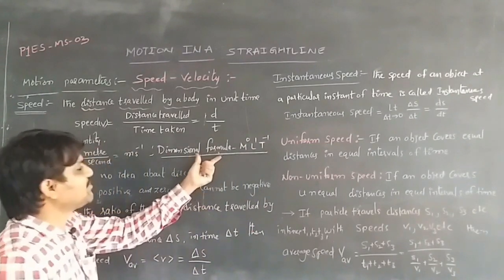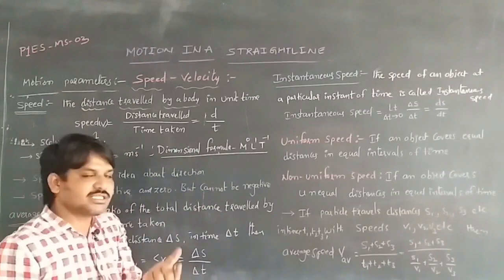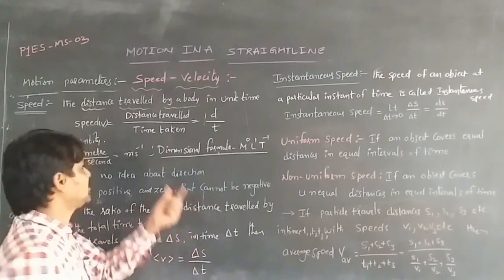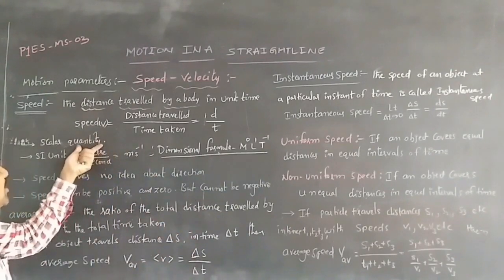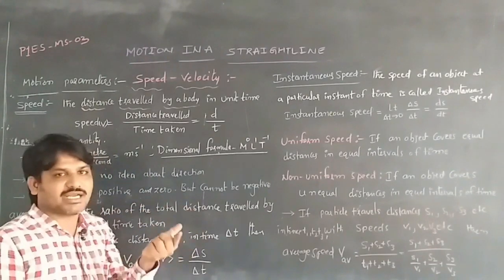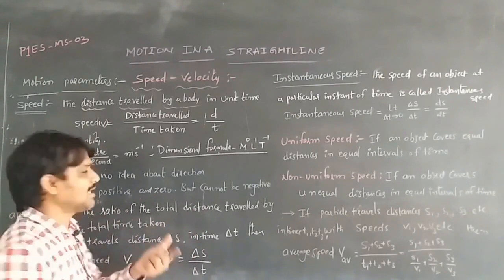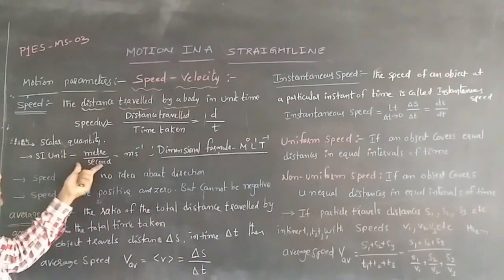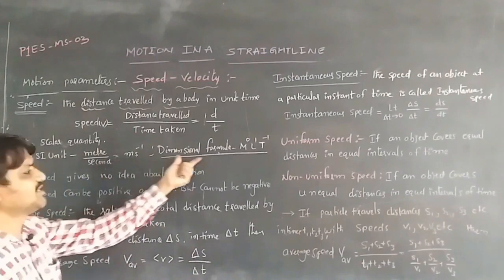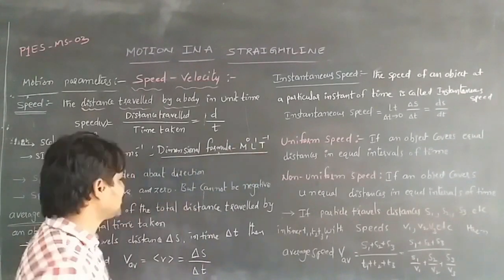This is the dimensional formula of speed. Since it does not give any idea about the direction, it is a scalar quantity. A scalar is a physical quantity having only magnitude but no direction. The SI unit is meter per second, and the dimensional formula is M power 0, L power 1, T power minus 1.